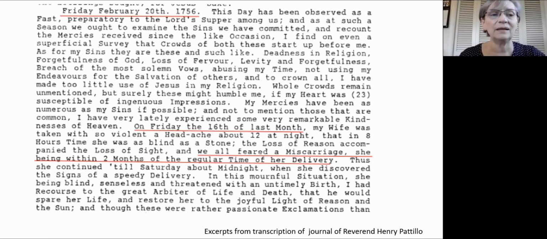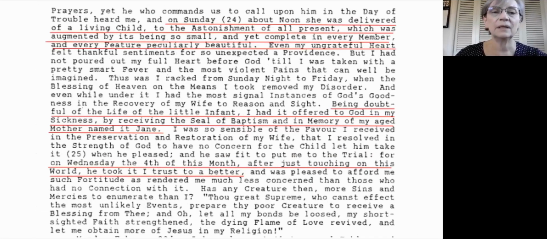This is dated February 20th, 1756. Henry Patillo was married, I think, just the year before. So he was still just a newlywed. And he writes about his wife becoming very sick. So sick that she lost her vision. And then he says, we all feared a miscarriage, she being within 2 months of the regular time of her delivery. And I stopped and looked at the data on Family Search, and there were no children listed there as being born in 1756. So as I read on, he writes about the baby being delivered.